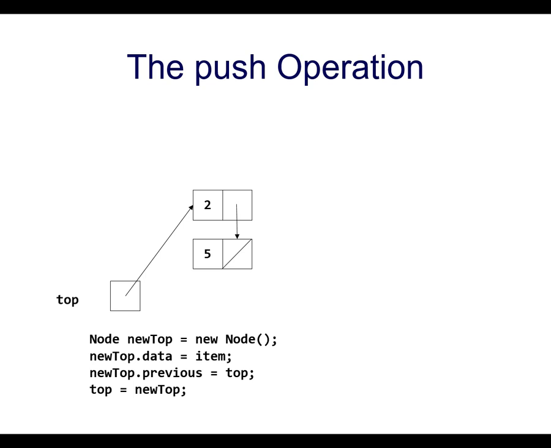Let's illustrate one more call to push. Again, a node is allocated and its reference is stored in newTop. The value 7 in item is copied to the data member of the new node. The reference in top is copied to the previous member of the new node. So now the third node points to the second one. Finally, the reference in newTop is copied to top. So top now points to the third node, which is the last node allocated.